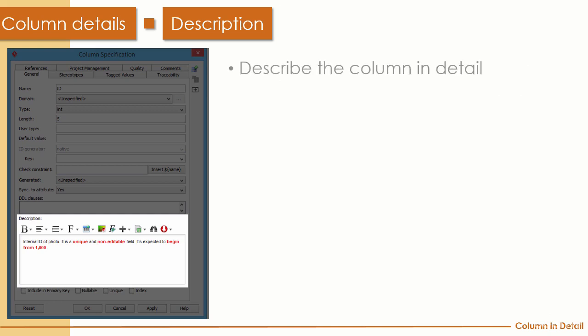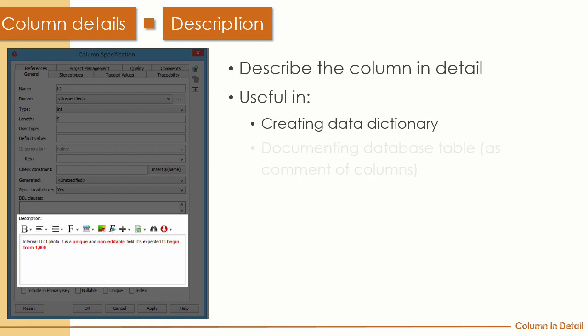Under the DDL clause, you see the description. It is rich text for you to describe the column in detail. It is useful when you are creating the data dictionary, so your reader can understand what this column is used for. When you generate a database table, it will show as a comment. So if you generate the DDL, you will see the description you entered here as a comment.